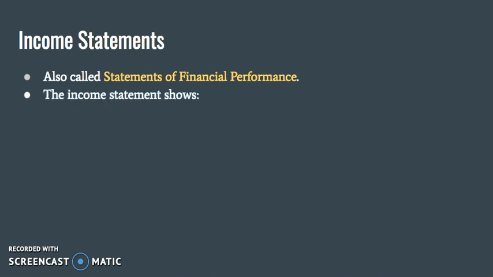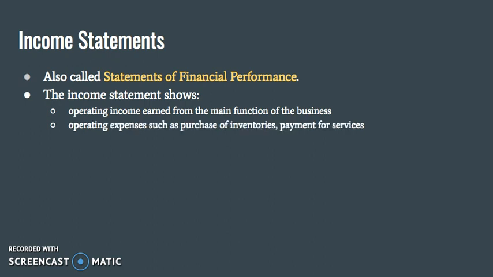and they show a number of things. For example, they show the operating income earned from the main function of the business, which is selling things. So sales of inventories, services, and also non-operating revenue earned from other operations, such as interest, rent, commission. It also shows the operating expenses, such as buying inventories, buying the stock, payment for services, and other expenses incurred in the main operation of the business, such as advertising, rent, telephone, wages, insurance.